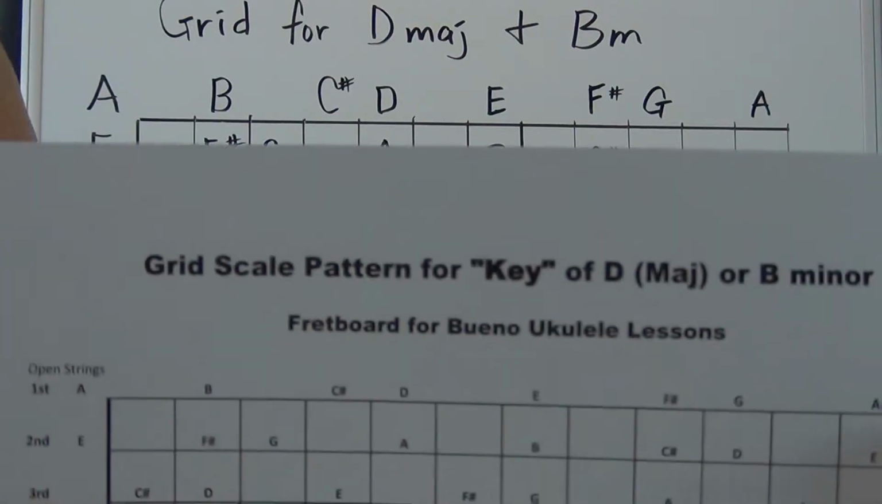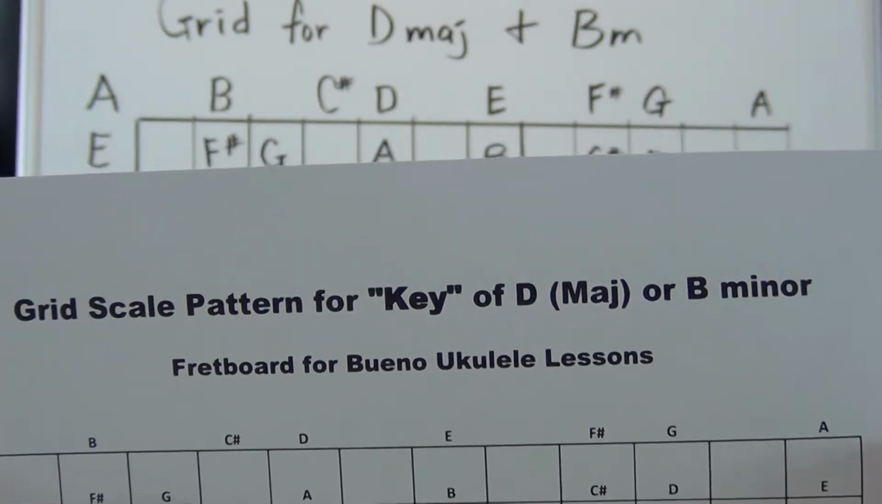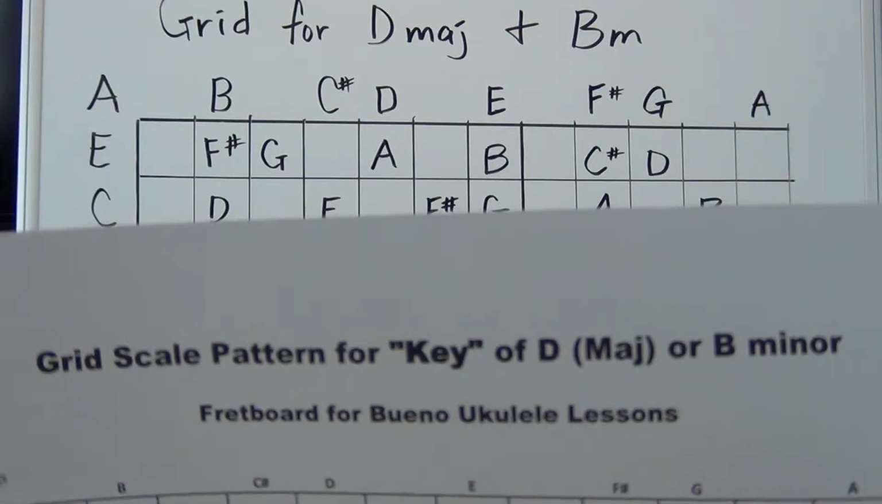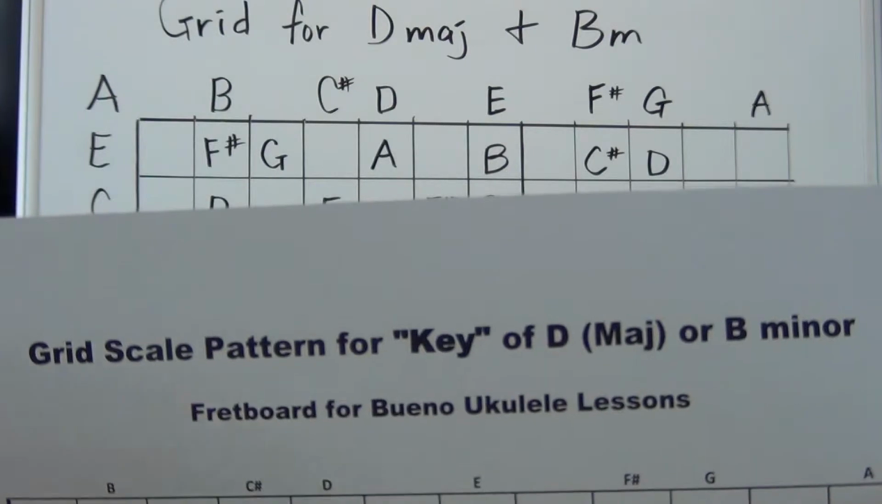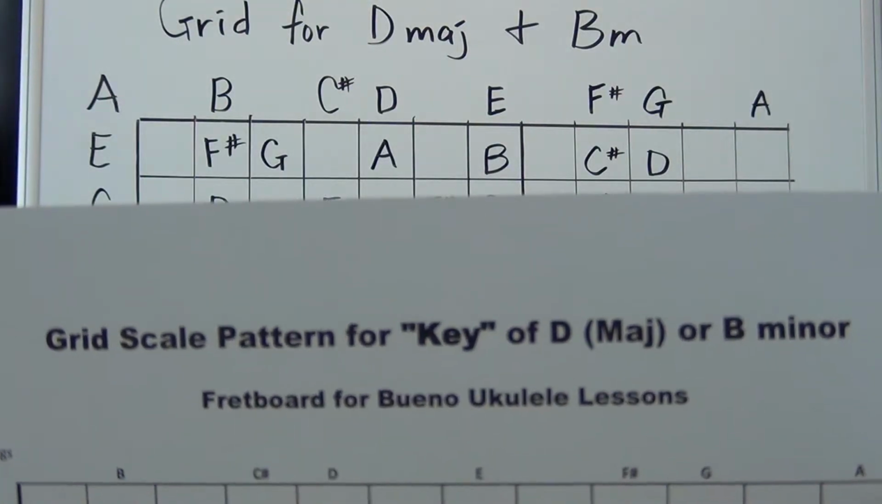Okay, so go ahead and grab your music sheet, the grid scale pattern for D major and B minor. Pause the tutorial, go get your sheet, get something to write with, pen, pencil, highlighter, whatever you need, and come on back. We'll get started in about 1 second.